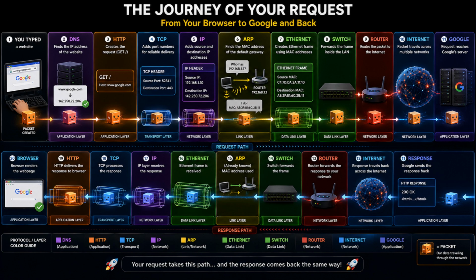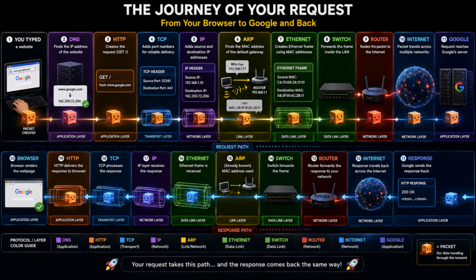Let's quickly review the complete journey. You typed a website name. DNS translated it into an IP address. TCP established a reliable connection. Your browser created an HTTP request. ARP found the router's MAC address. Ethernet packaged the data into a frame. The switch forwarded the frame to the router. The router performed NAT and sent the packet to the internet.